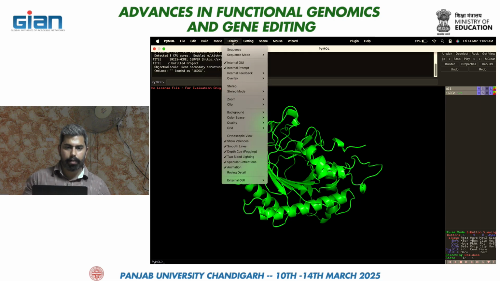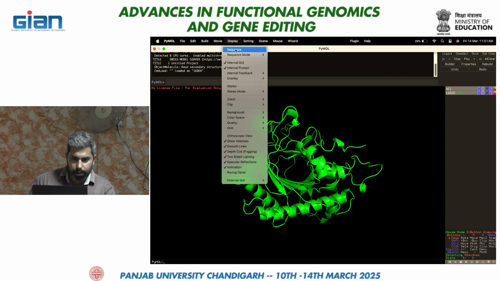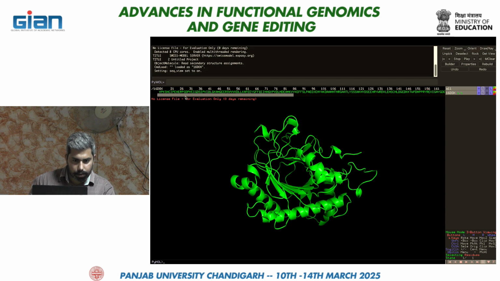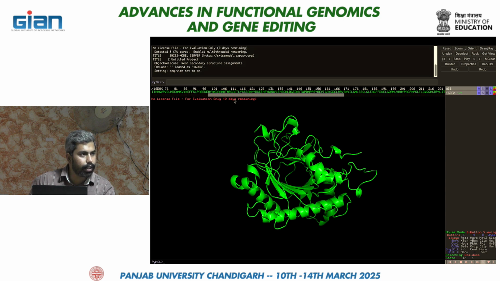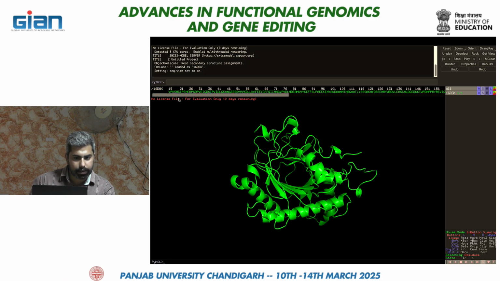Here we also have the option of displaying the amino acid sequence. When we go to the Display tab and click on Sequence, this will show us the amino acid sequence associated with this protein. Various tools have their own advantages. In PyMol, we can select any particular amino acid and replace it with any other amino acid. That will create an artificial mutant for conducting our in silico experiments.